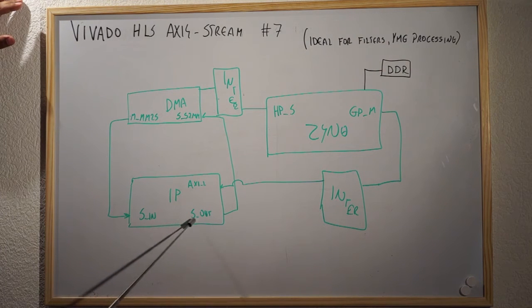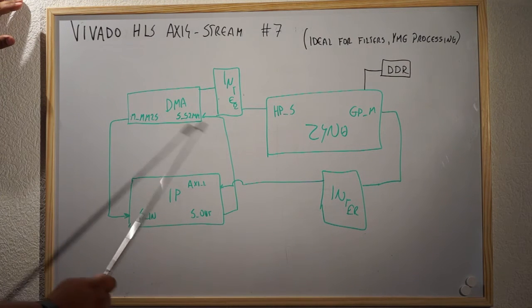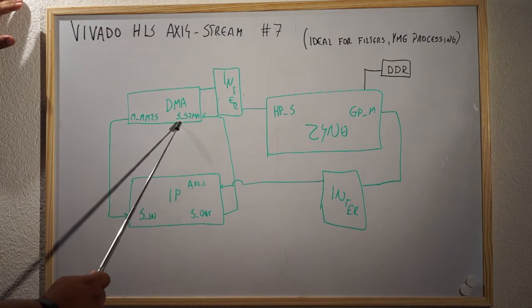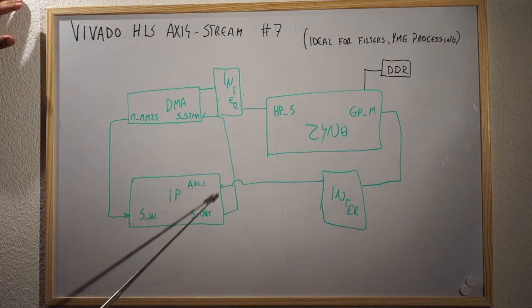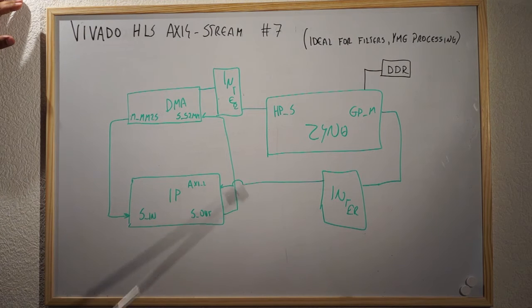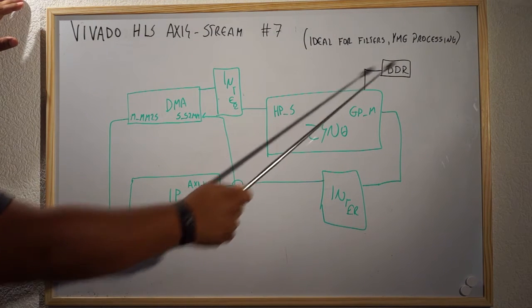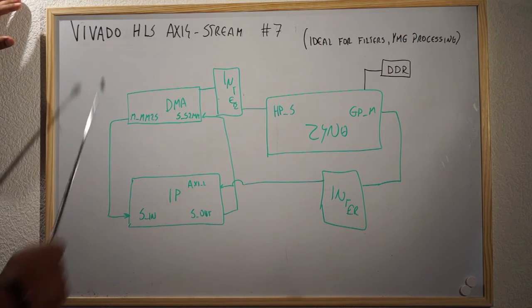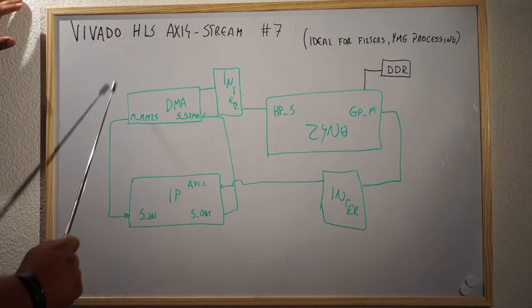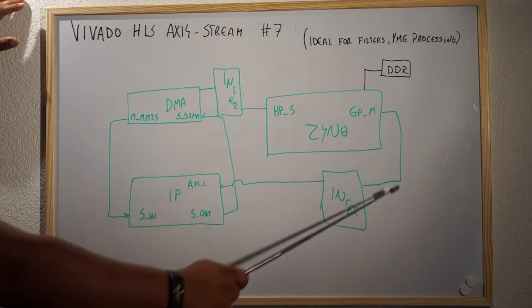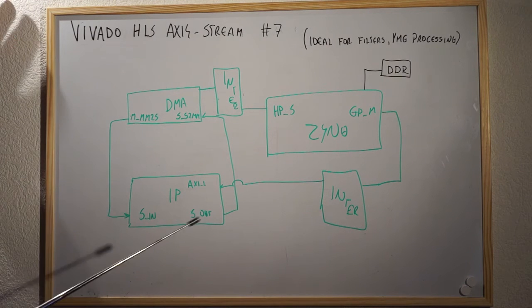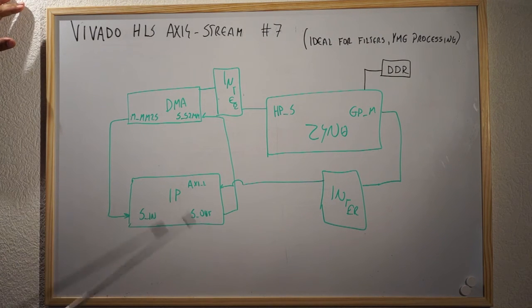And the slave stream to memory mapped is going to receive the results from your IP core, directly to be pushed to the DDR. Again, all this without using resources of the Zynq, which is quite cool.